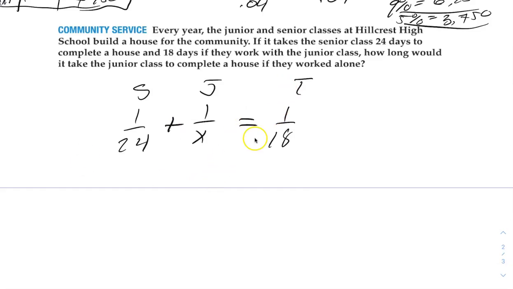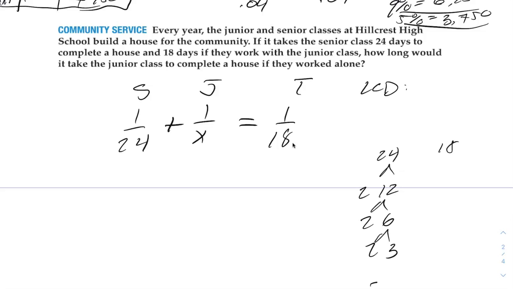So in this case, I know how fast it is if they work together. I don't know how much the juniors do by themselves. You put the x there. Other than that, the same thing. Let's find the LCD. I have to find what 24 and 18 both go into. I'm not sure, so I'm going to do the breakdown method. So 24 is 2 times 12, 2 times 6, 2 times 3. So this is 2 cubed times 3. 18 is 2 times 9, 3 times 3. So this is 2 times 3 squared.